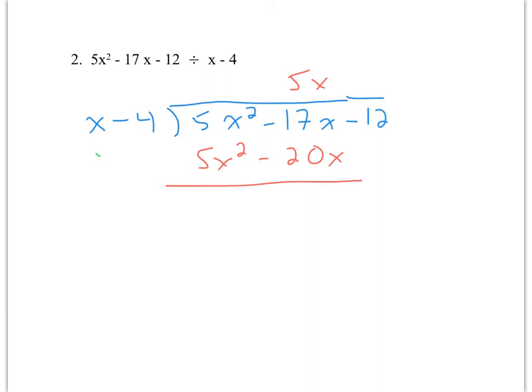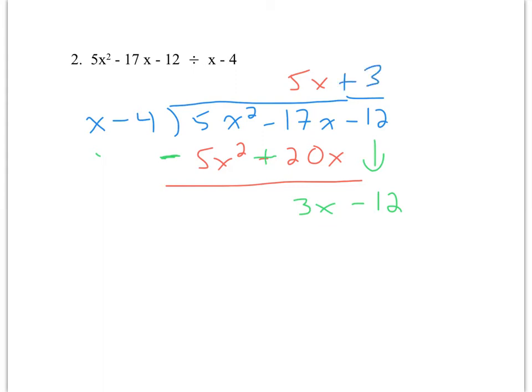I'm going to subtract now, so let me change my signs. So minus, and this becomes a plus. This becomes 0x squared. Negative 17x plus 20x is 3x. I'm going to bring down the minus 12. Now x minus 4 goes into 3x minus 12. Well, x goes into 3x 3 times. So I'm going to write that plus 3.